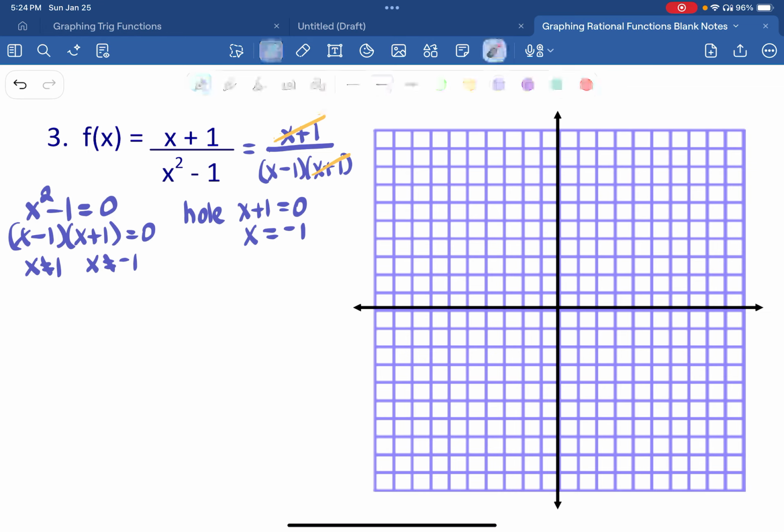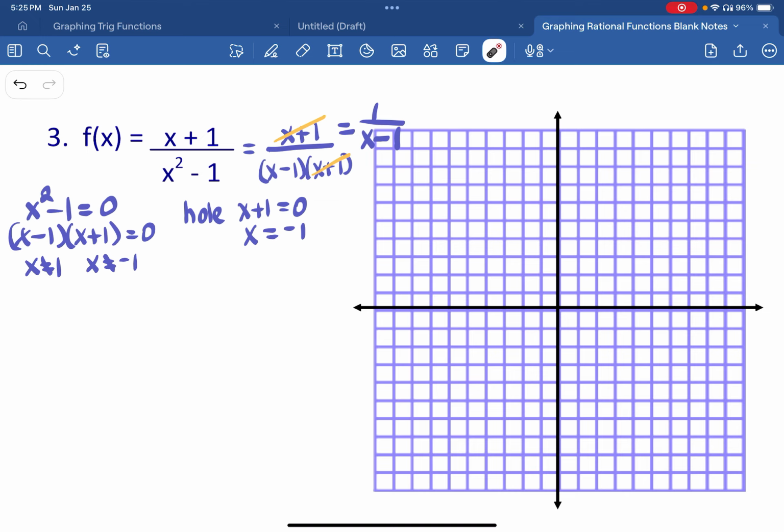Now I'm going to go back to what I have here. Once x plus 1 cancels out, I am left with 1 over x minus 1. Because that x minus 1 is in the denominator, nothing was left in the numerator, so there's a 1. You notice that we still have a fraction, so that means there are also asymptotes, okay?